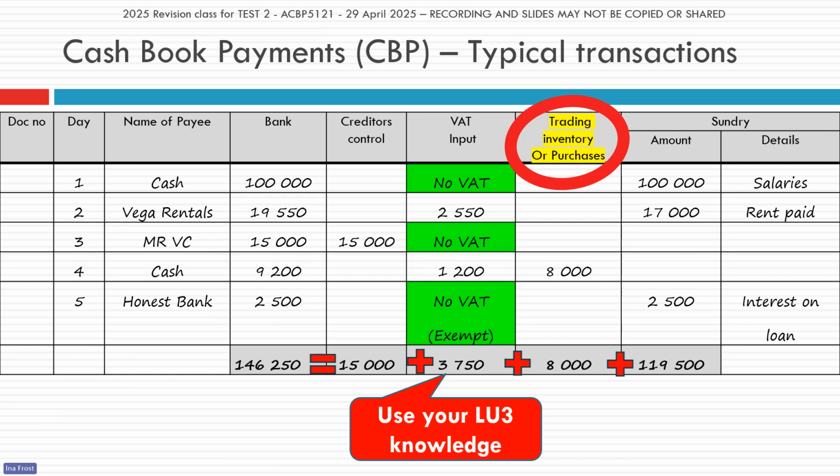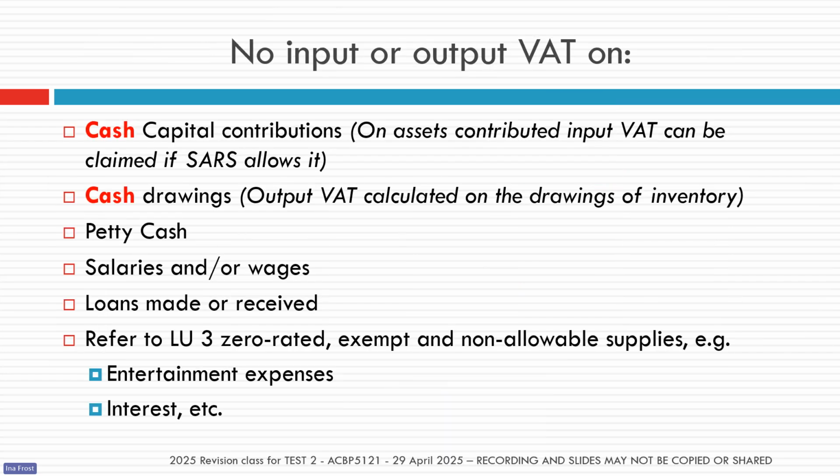So just make sure you are aware of items that do not carry VAT. Yes, it can be because they're zero rated or exempt, but there are also other items, like when you pay salaries and wages, or when you withdraw money for your petty cash. So this little list, you can come back to later. It just gives you some of those items.